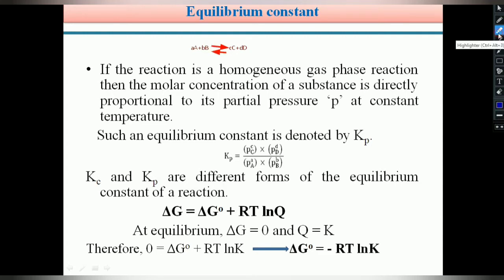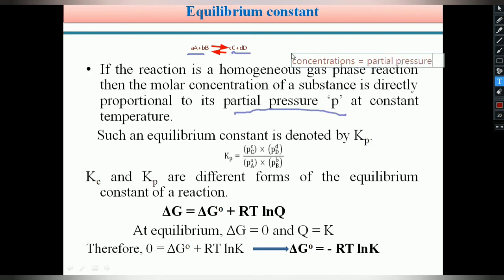If the reaction is a homogeneous gaseous phase reaction, meaning both reactants and products are in gaseous state or gaseous phase, then the molar concentrations of the substances, that may be reactants or products, are directly proportional to the partial pressure of the gas, P. Therefore, in case of gaseous substances, the concentration of the substances is proportional to the partial pressure of the gaseous substance. Let it be P, at constant temperature.